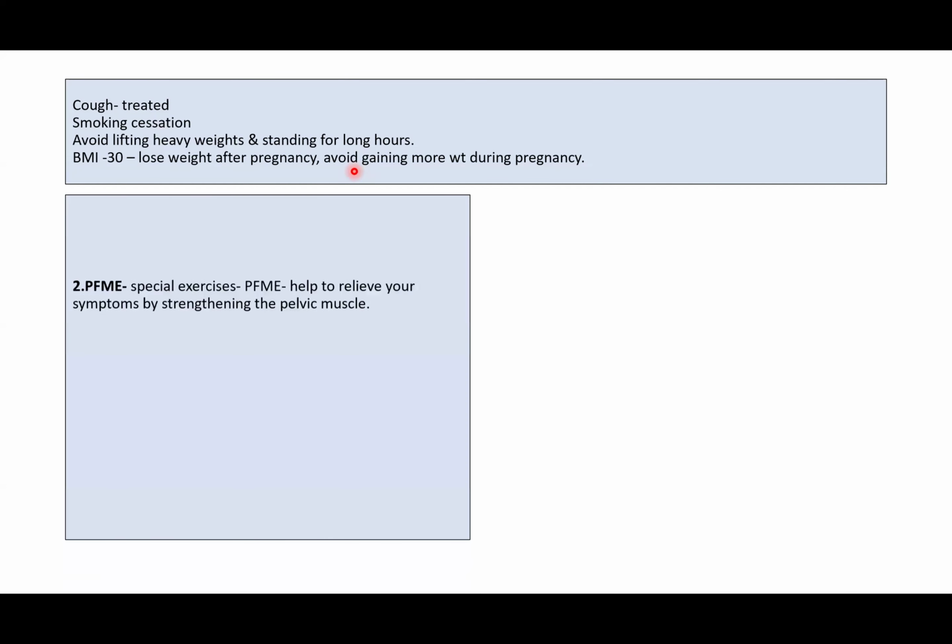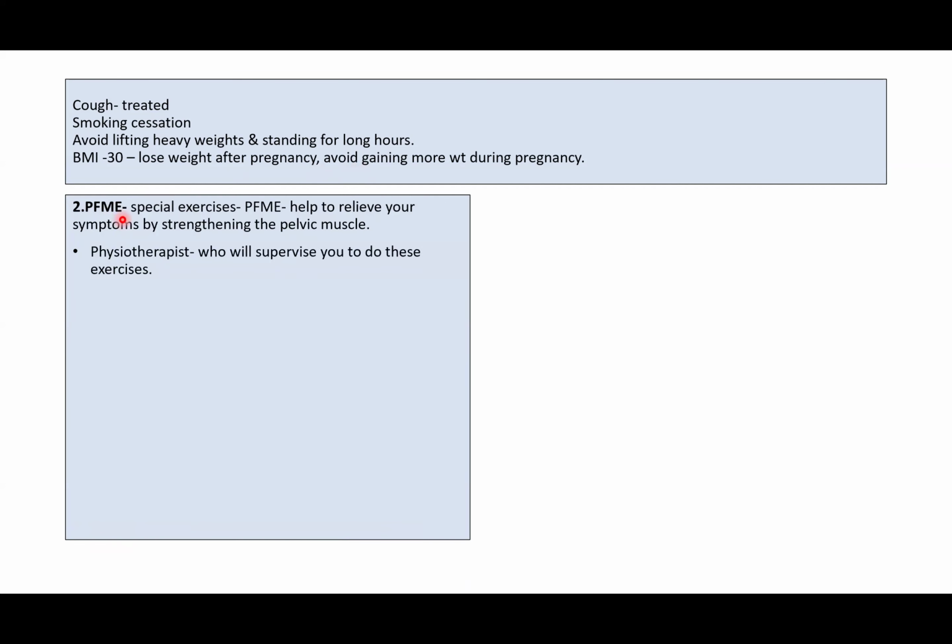She is a housekeeping, very important patient safety point here. You have to tell her, please avoid lifting heavy weights and standing for long hours. Otherwise, this can increase the size of the bulge more. And regarding your weight-height ratio, as it is 30, it is on the higher side. So we would advise you to lose weight after pregnancy, because during the pregnancy, we don't advise to lose weight. Only avoid gaining more weight during the pregnancy.